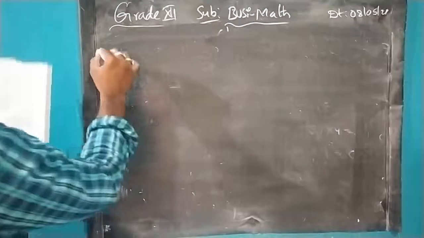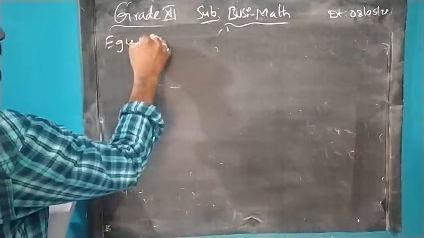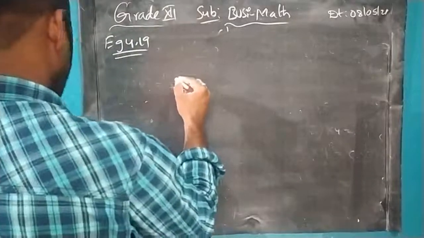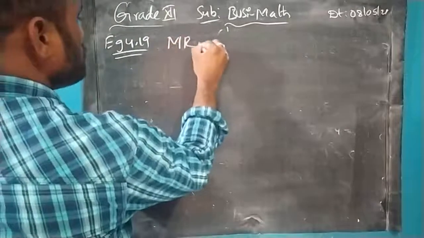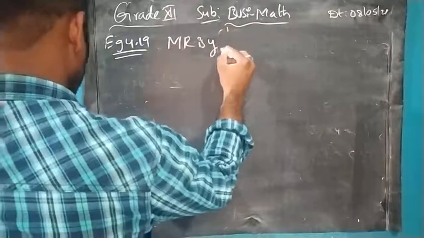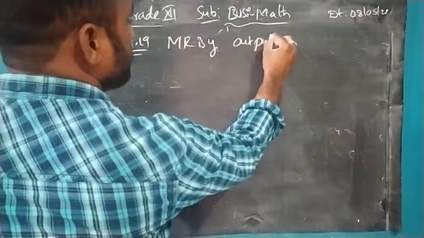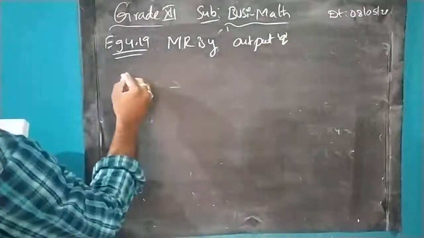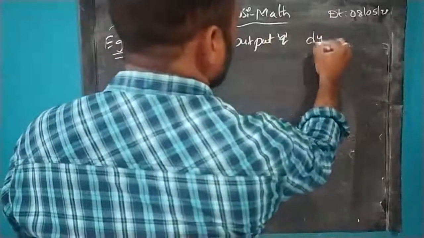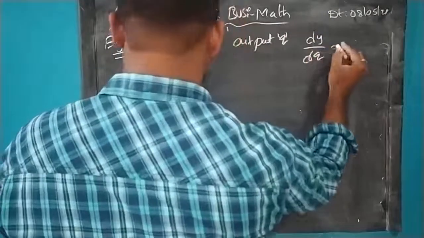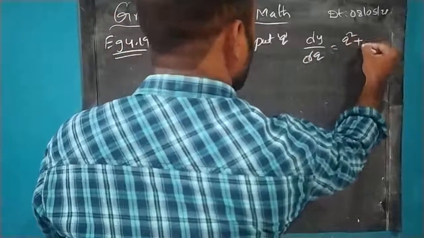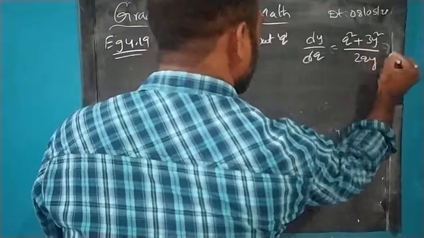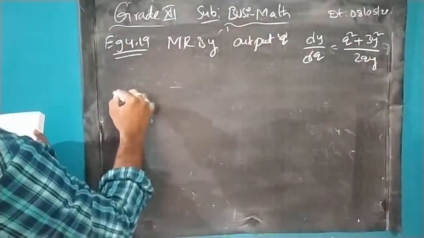Next, let us see example 4.19. So in this example, the marginal revenue MR is y, and output is Q. It is given by the equation dy by dq. So here q is there instead of x. q square plus 3y square divided by 2qy. Find total revenue function.